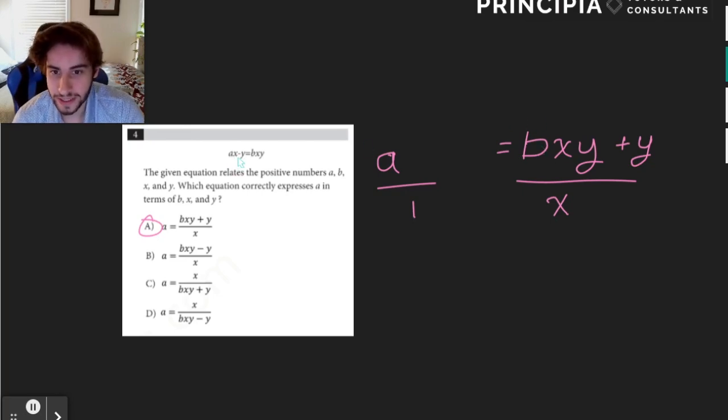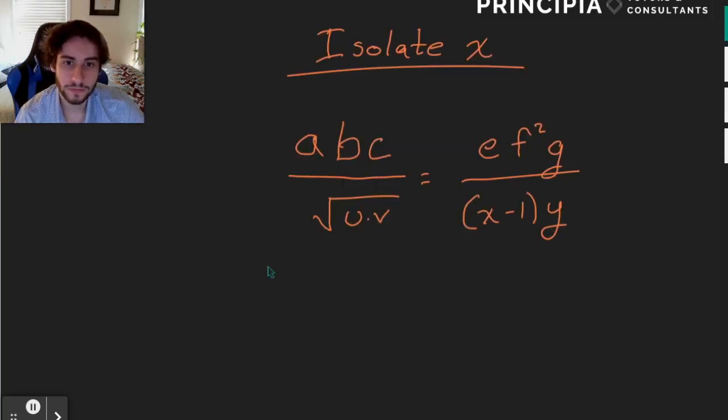But when I see this problem, ax minus y is equal to bxy, just move that y to the other side. It's a plus, divide by x, bxy plus y divided by x. Answer choice A. Okay, one last problem for you guys, and it wants us to isolate x.